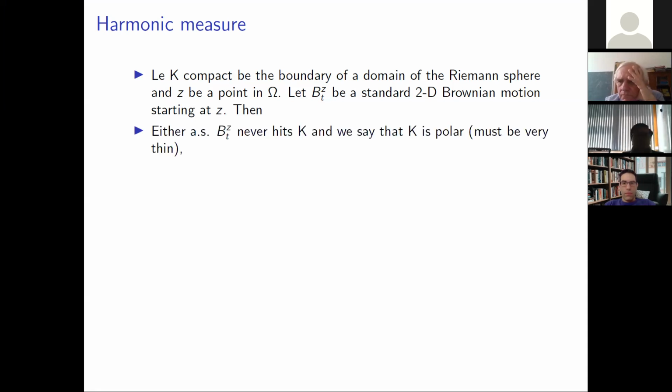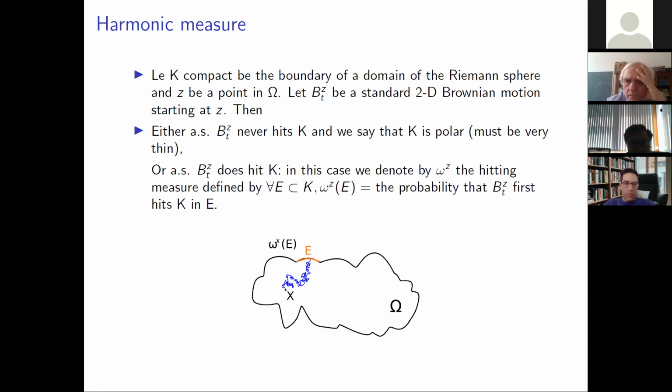The first one is that K is very thin, and the Brownian motion will mostly miss K. So in this case, we call K polar. And the second possibility is that the Brownian motion will almost surely hit K. So in this case, we can define the harmonic measure of a Borel subset E of K as the probability that the Brownian motion hits K for the first time in E.